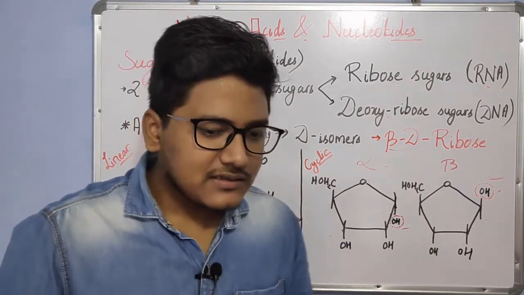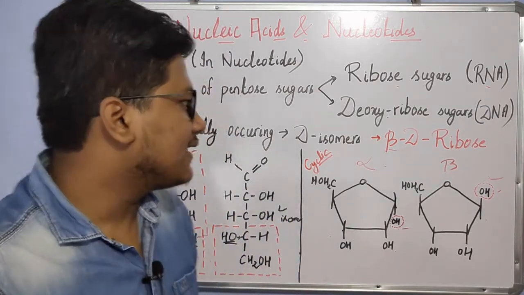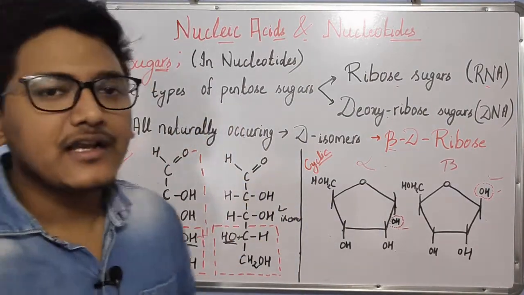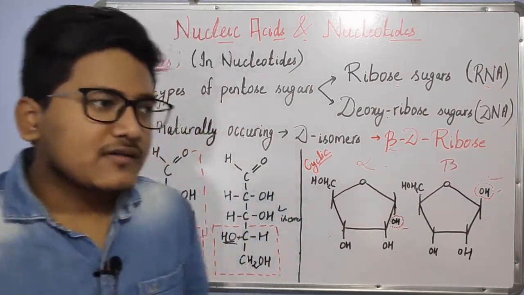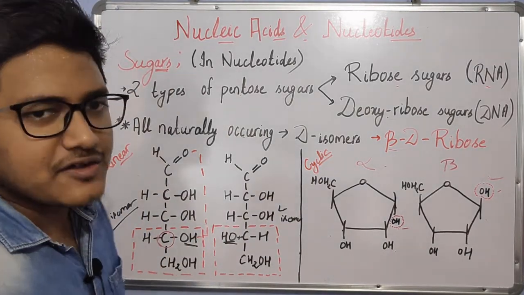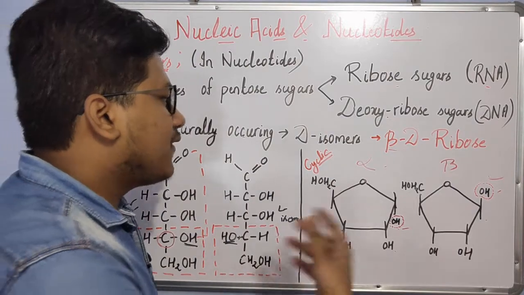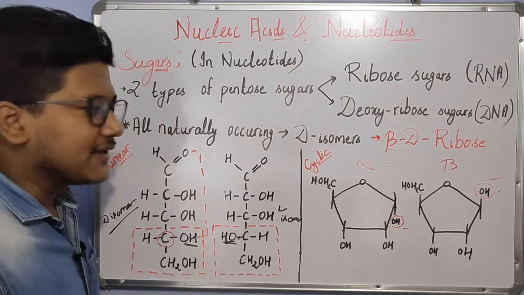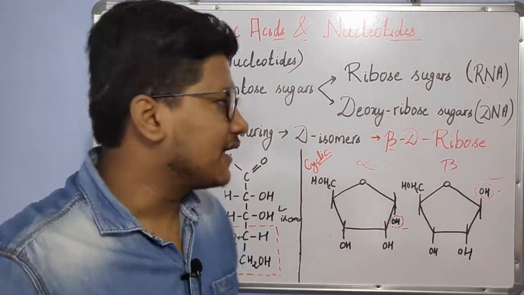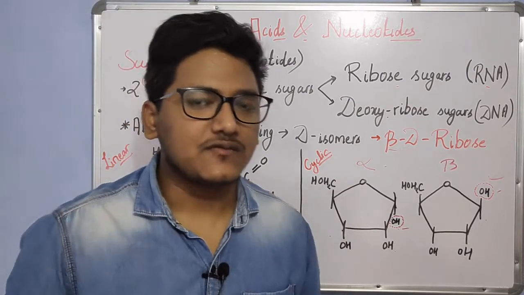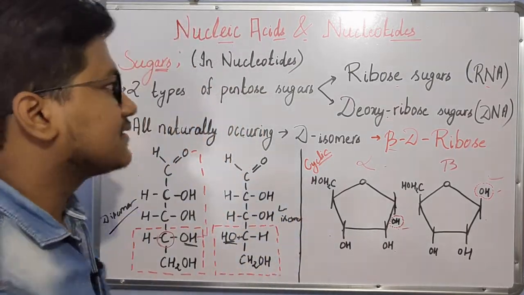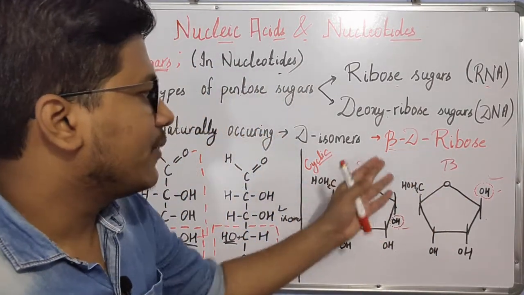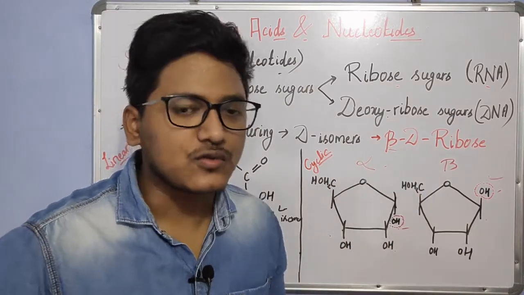Now, it was not until 1909 that it was found that the D isomer is actually seen in all naturally occurring nucleic acid ribose sugars, because when it was first synthesized by Emil Fischer and his colleague, they synthesized the L form. It was in 1909 that Levine and Jacob found that the D isomer is what is seen in the naturally occurring ribose sugars of nucleotides. So the preferred nomenclature is beta-D-ribose.